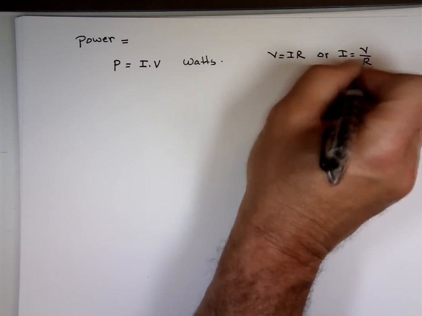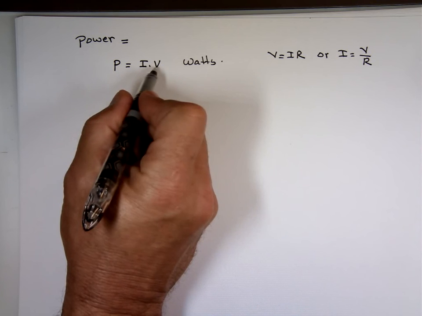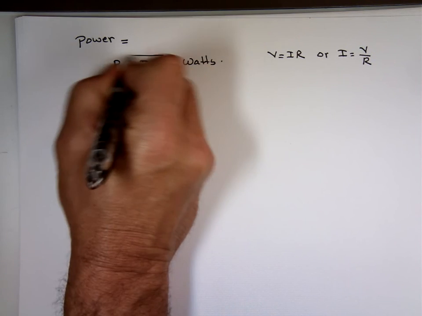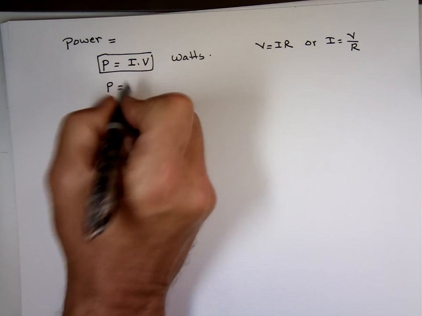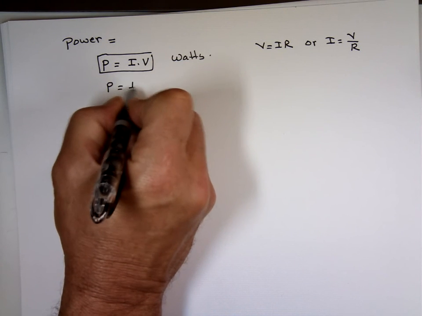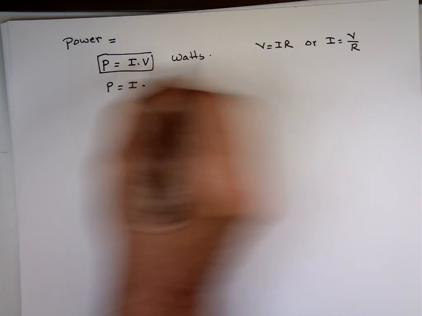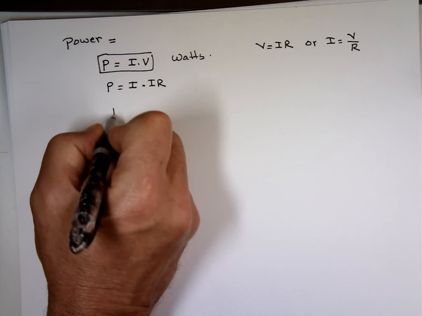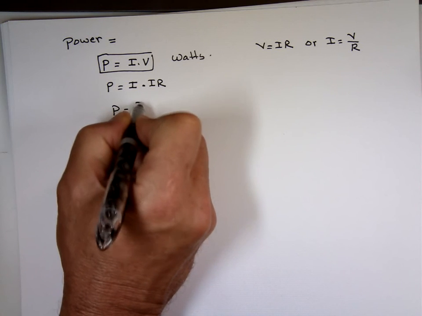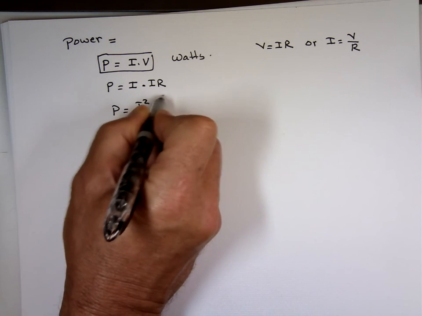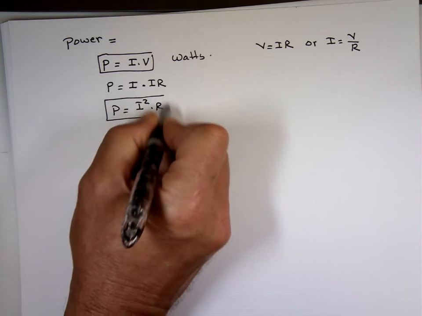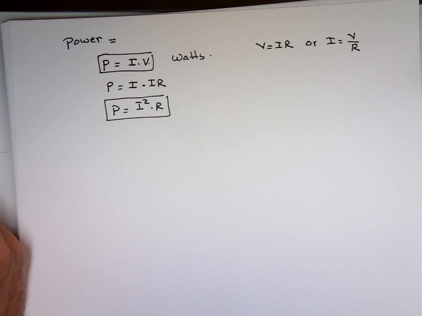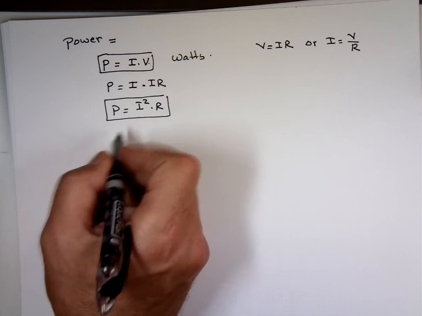So if I take V and replace it with I times R, this power is correct, but I can also do a substitution. In place of V, let me put I times R. And I end up with power equals I squared times R. So if you know the current and the resistor, you can calculate the power. If you know the current and the voltage, you can calculate the power. You can also calculate the power if you know the voltage and the resistor.